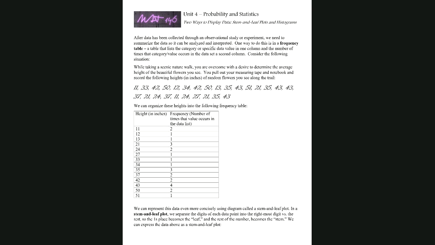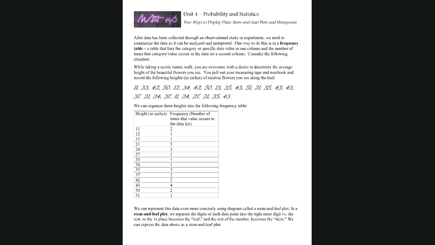So there were 4 flowers out of how many is here? 1, 2, 3, 4, 5, 6, 7, 8, 9, 10, 11, 12, 13, 14, 15, 16, 17, 18, 19, 20, 21, 22, 23, 24, 25, 26. So 4 out of the 26 flowers were 43 inches tall. Anyway, that's cool. And then I had several that were just 1 frequency. The lowest height that I had was 11 inches. The highest was 51.